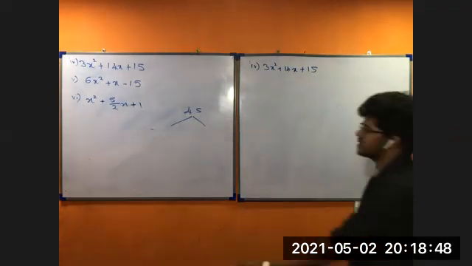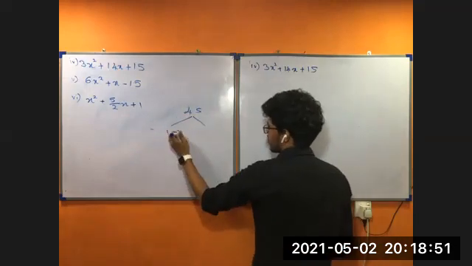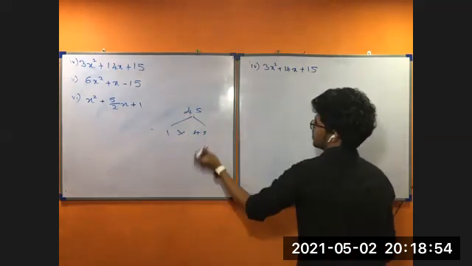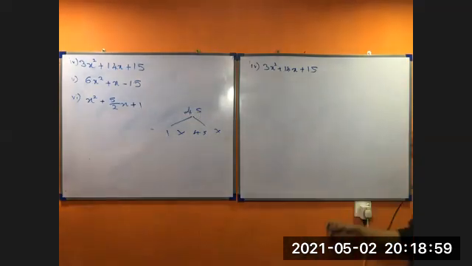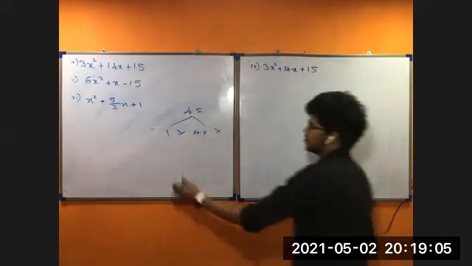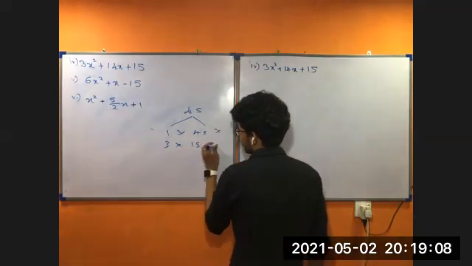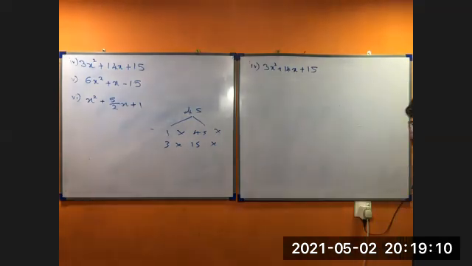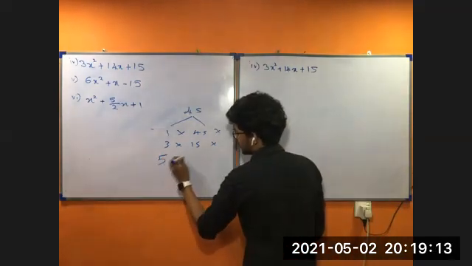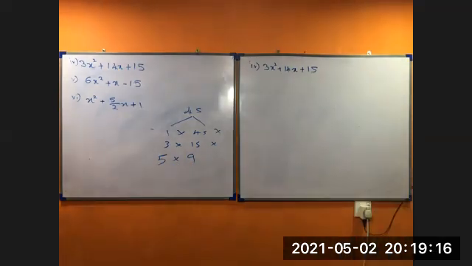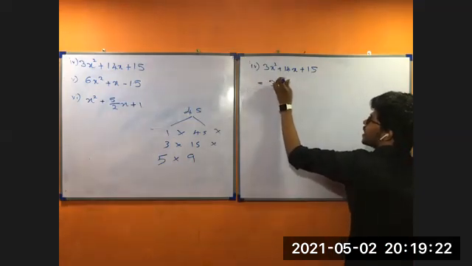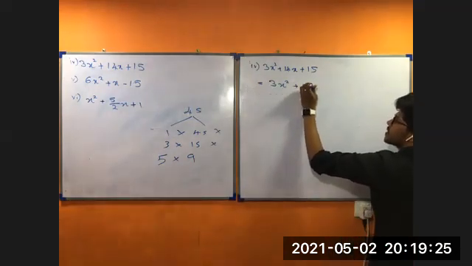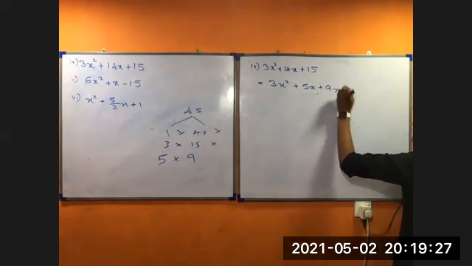So 45, maybe 1 times 45, no chance, right? 1 times 45, you cannot make a 14. Then 3 times 15, no. Then 5 times 9. From 5 times 9, I think you can make a 14, right? 9 plus 5 is 14. So no problem. So I'm going to write 3x squared plus 5x plus 9x plus 15.